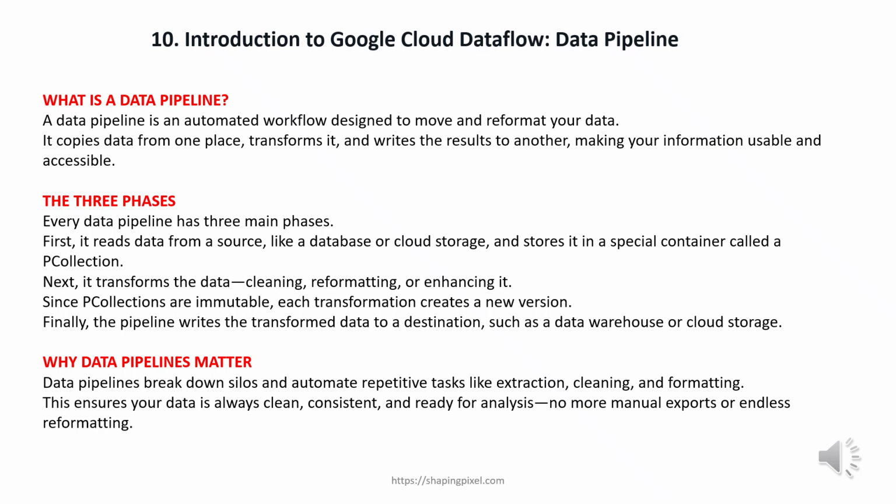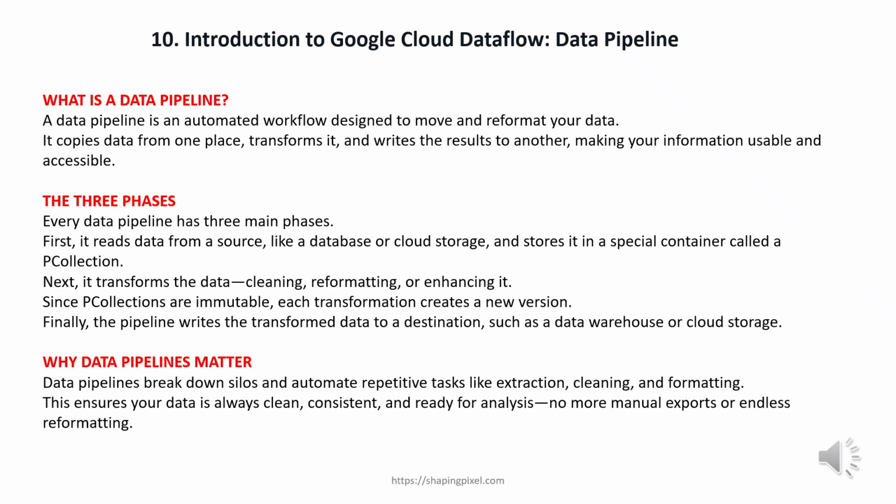A data pipeline is an automated workflow designed to move and reformat your data. It copies data from one place, transforms it, and writes the results to another, making your information usable and accessible. Every data pipeline has three main phases.